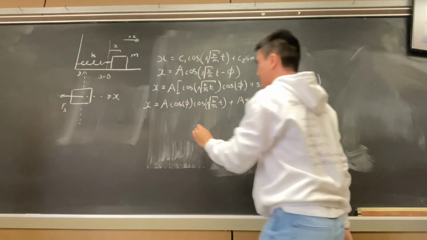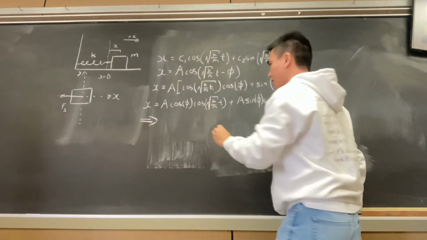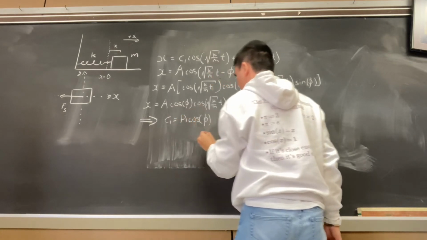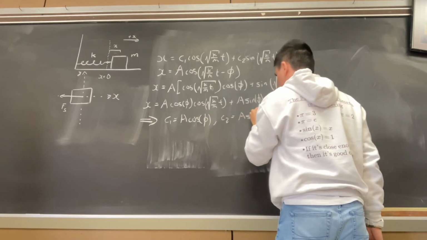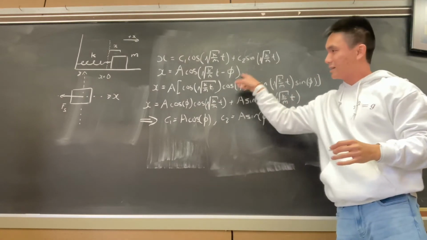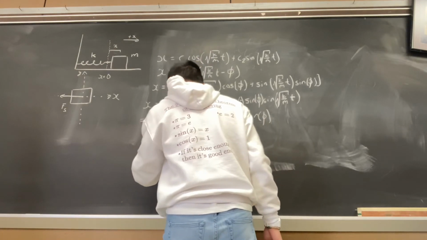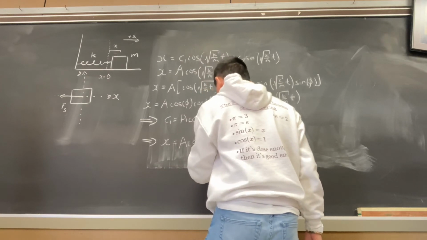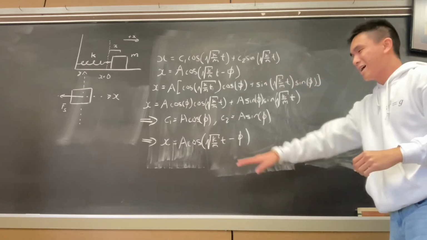So this basically says that this form is okay so long as our C1 is equal to A cosine of phi, and our C2 is equal to A sine of phi. So I have justified that I can write it in this form. So we have our final solution: X is equal to A cosine of square root K over M times T minus some arbitrary constant phi, some phase angle phi. And that's our final answer.